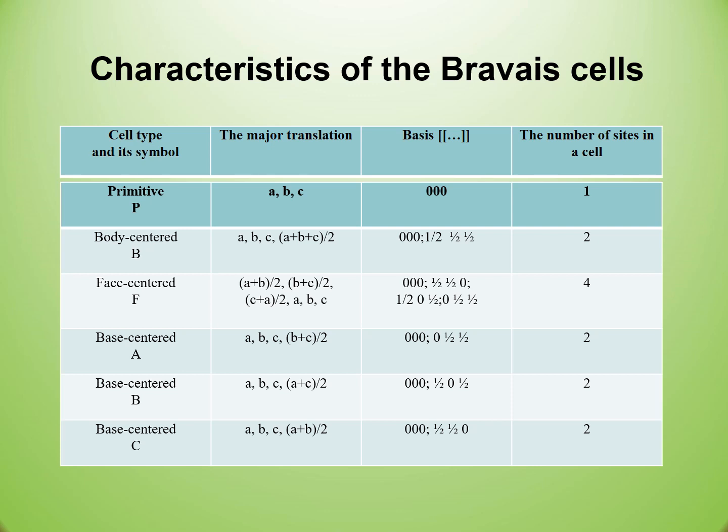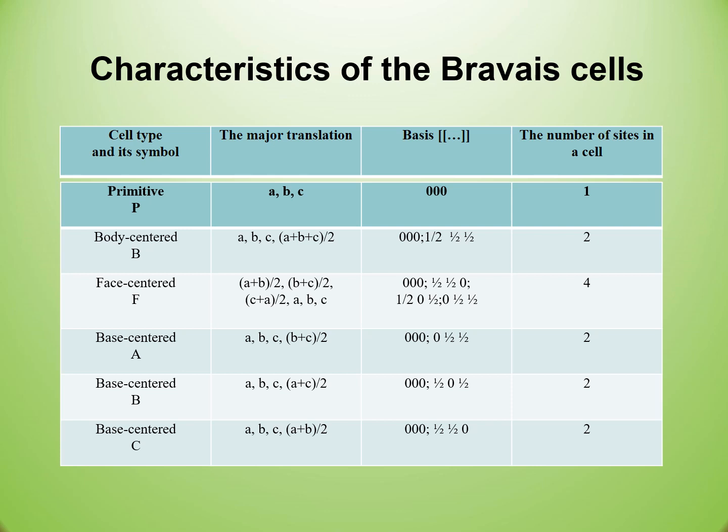And the base-centered, the number of sites in a cell equal to 2. Analyzing this translation group, you can make the conclusion that the face-centered is the densest lattice. The number of sites in a cell is 4.